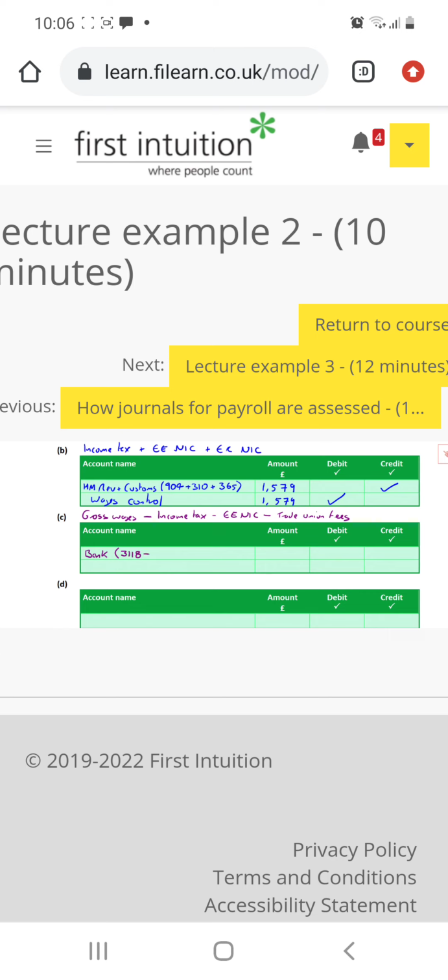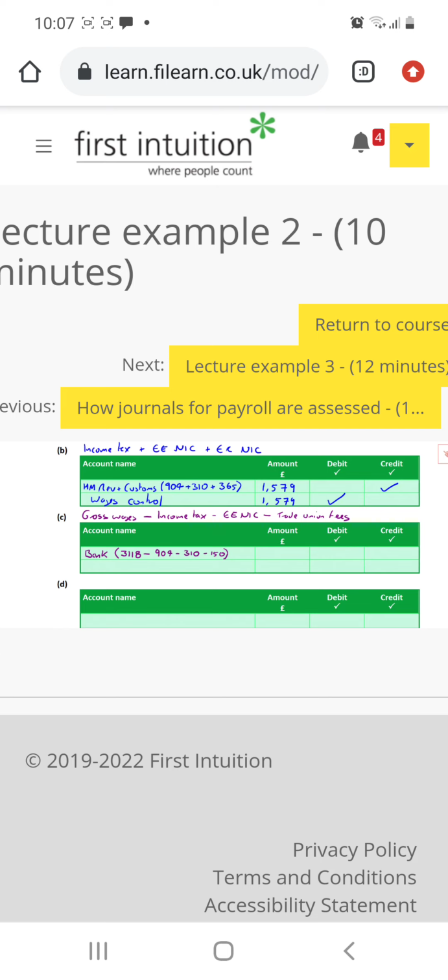Okay, so from the table, that's the gross wage of 3118. We then need to subtract any tax, so I need to take off the 904. We then need to subtract the employee's national insurance, so I need to take off another 310. And then finally, we need to subtract any other deductions, in this case, a trade union fee of £150.